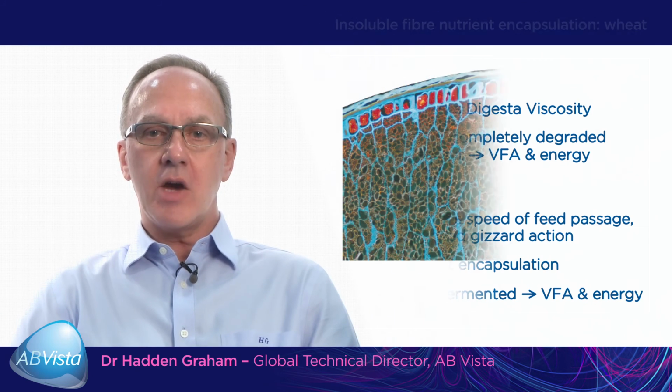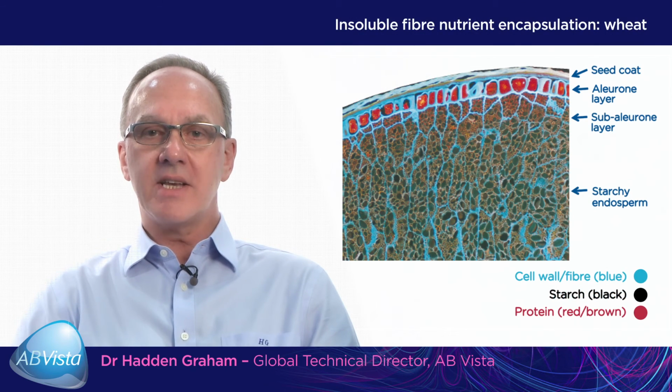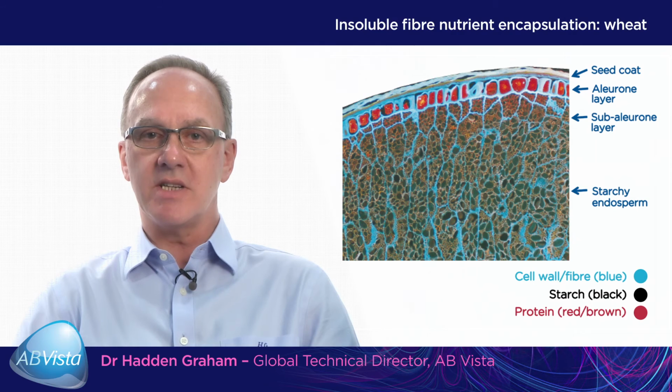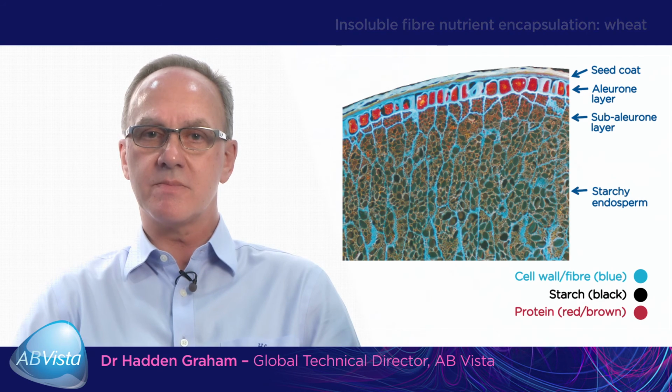Here we have a scanned electron microscope of wheat, and here we can see an example of what it means when I say that the insoluble fibre encapsulates the nutrient. In this SEM, the fibre is stained blue or fluorescent blue, the protein is stained as red or brown, and the starch appears as starch granules as black. And this is a two-dimensional picture, but from this picture you can imagine that the blue fibre surrounds and encapsulates particularly the starch and the protein and prevents the animal's amylases and proteases entering these cells and digesting the nutrients. This is what I mean by encapsulation.